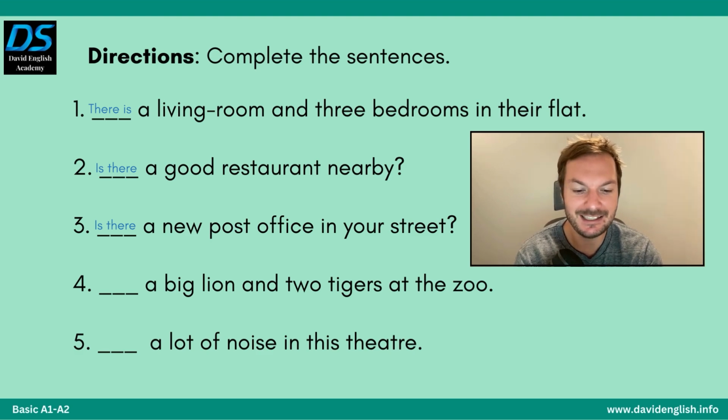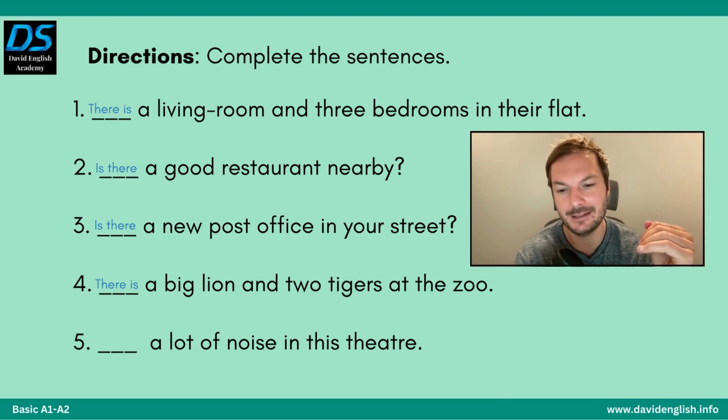A big lion and 2 tigers at the zoo. Well, it's a positive sentence. So we have to say there is a big lion and 2 tigers at the zoo. Even though we have 2 tigers, we still have a. There is a big lion and 2 tigers at the zoo.